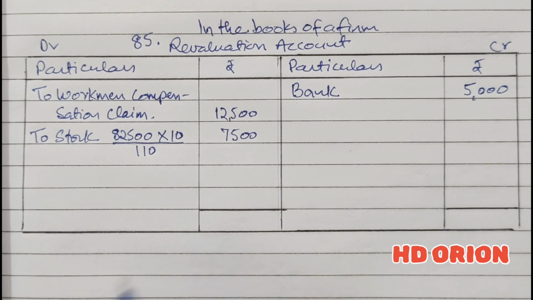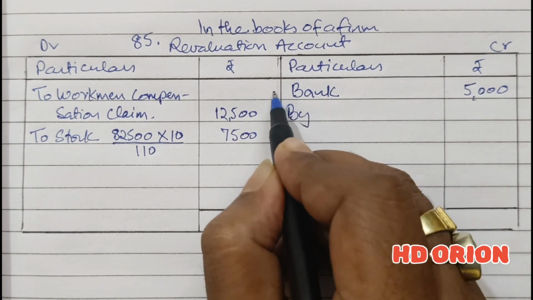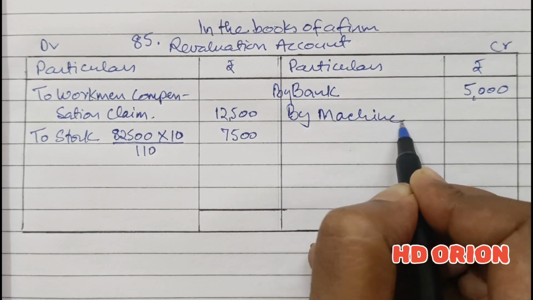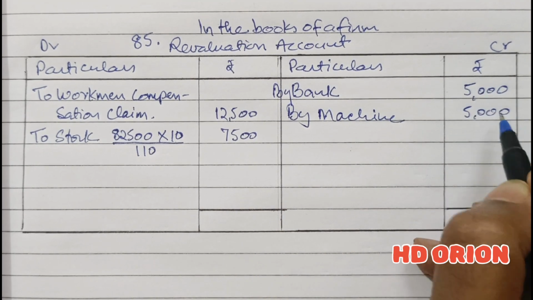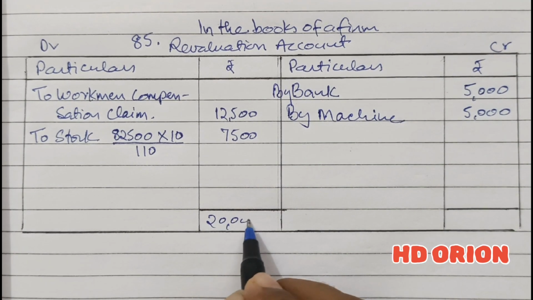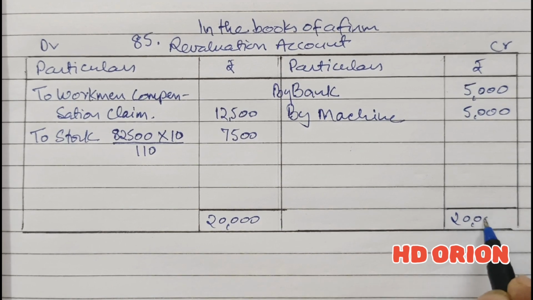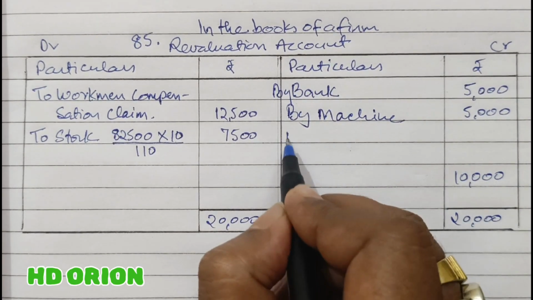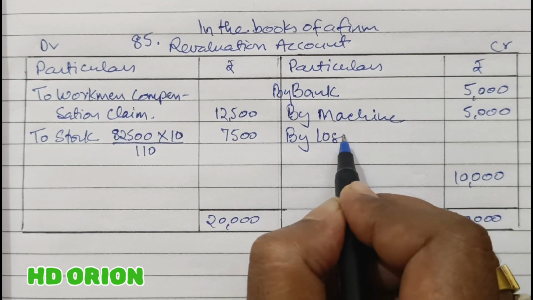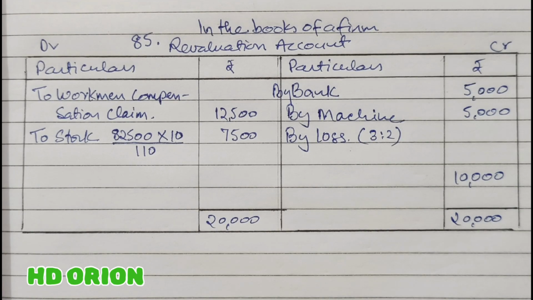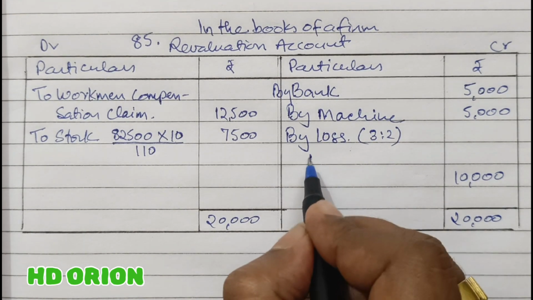Machine, the value of machine is increasing. So here also you can write by machine 5,000. That is all. Now this side grand total is 20,000. So there is a debit balance of rupees 10,000 by loss on revaluation, and it will be given to the old partners in their old profit sharing ratio, Ram and Shyam.